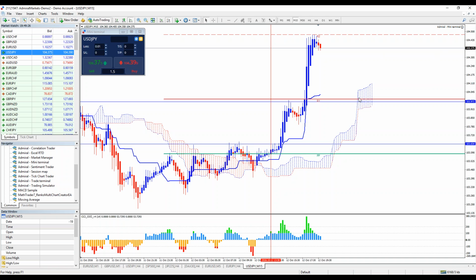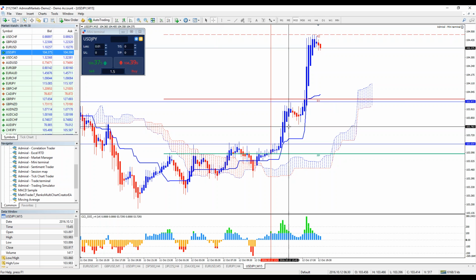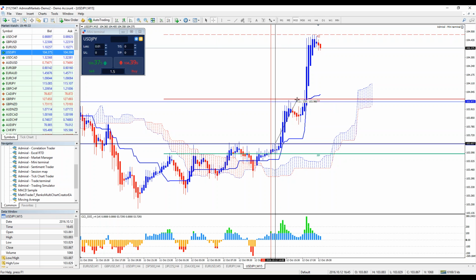Now Robert is asking how to determine profit. Profit is your pivot point. So this is your first profit. If you see that price goes above resistance 1, follow the Heiken Ashi candles. As soon as Heiken Ashi turns red, you can close your trade.